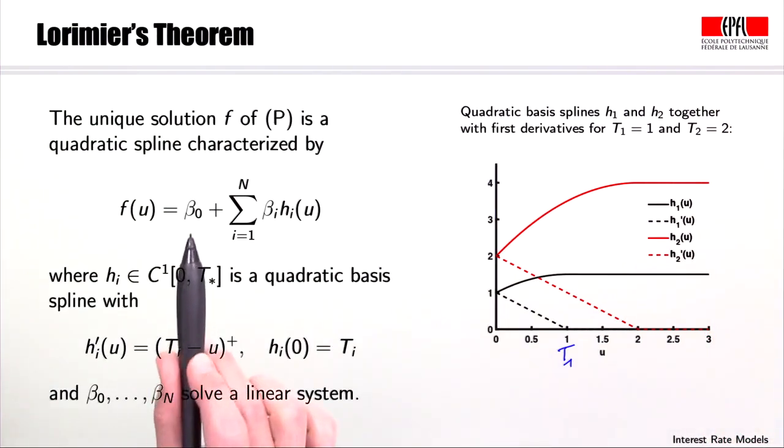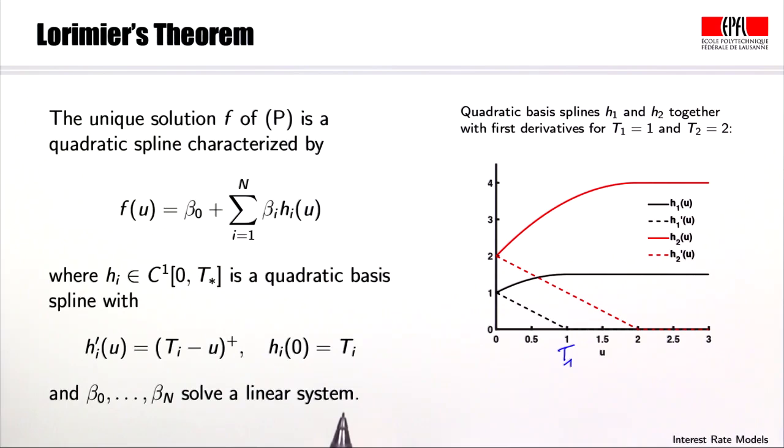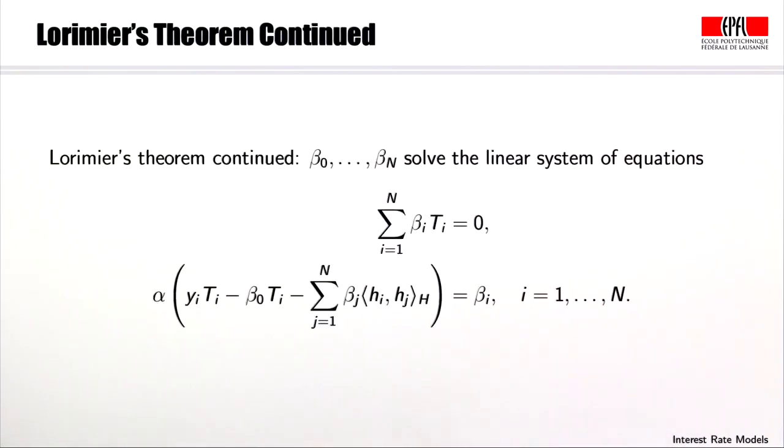The parameters beta naught, beta 1 up to beta n, they solve a linear system which is shown on the next slide. Here is the linear system that is solved by the n+1 parameters beta naught up to beta n. It can be shown that this linear system has a unique solution. This theorem is proved using elementary functional analysis. A proof is provided to you in a separate document.